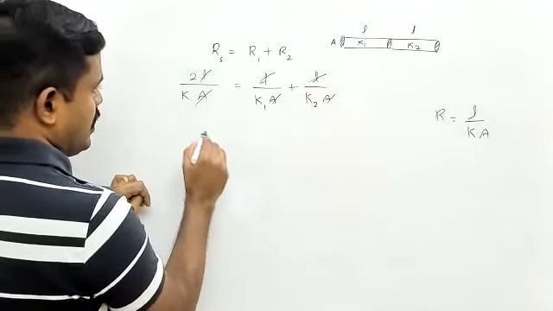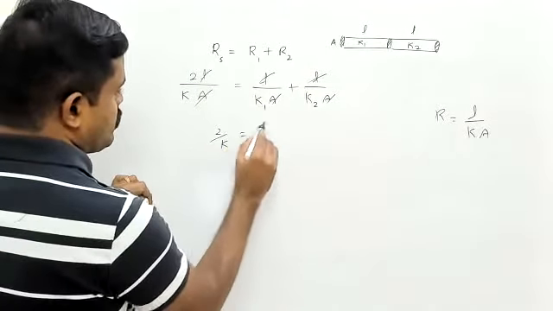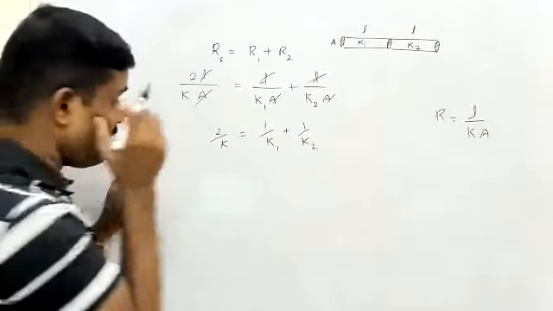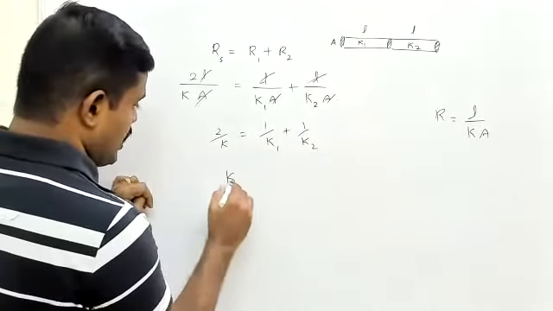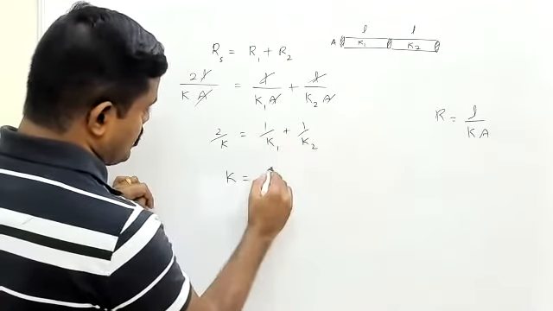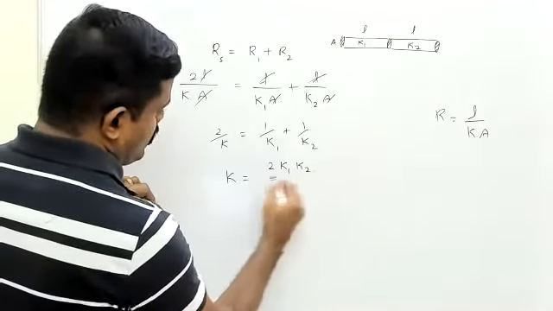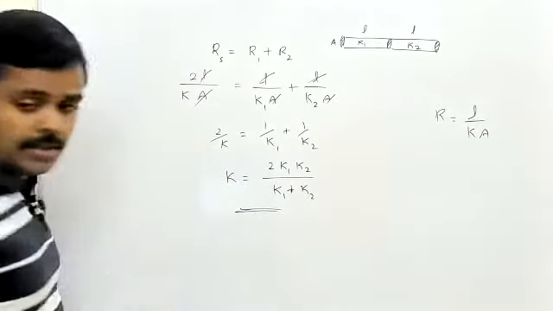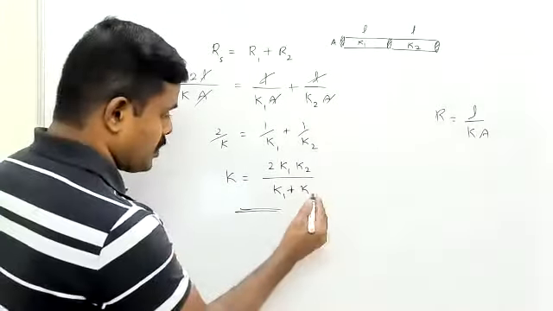I can take 2L by K is equal to L by K1 plus L by K2. Take the reciprocal. It is what? K will be, if I take LCM, 2K1K2 divided by K1 plus K2. This is the most repeated question here.